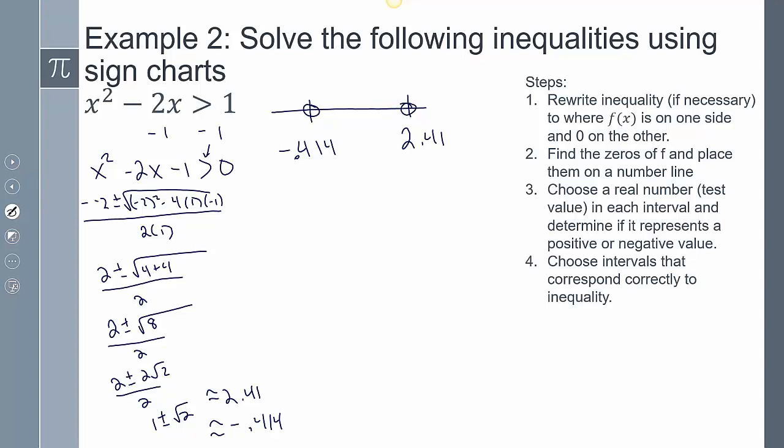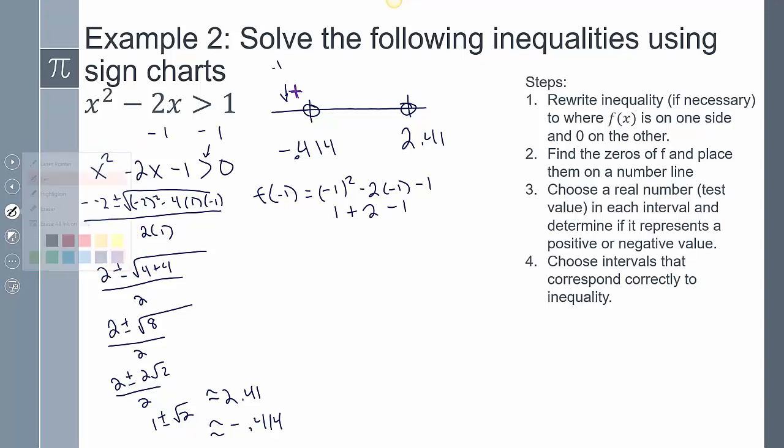Now step 3, I need to choose a real number in each interval, and I'm going to determine if it represents a positive or negative value. So that means I'm going to need to take values from each of these regions, and I need to plug them in. So like a value here, I could say -1. So that means I want to plug in -1 into my function. -1 squared minus 2 times -1 minus 1. I just want to see if that's positive or negative. So I get 1 plus 2 minus 1. So that's going to be a positive. So I can say this region is going to be positive.